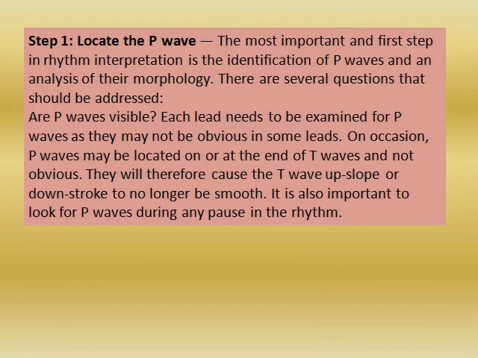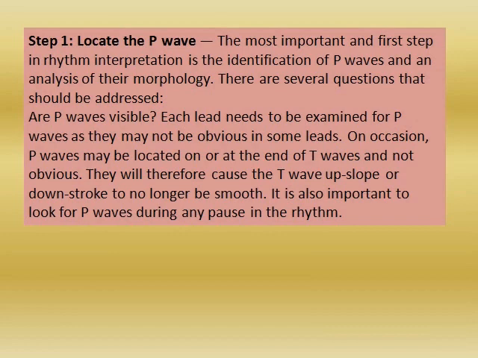Step 1 is to locate the P wave. The most important and first step in rhythm interpretation is the identification of the P wave and an analysis of its morphology. There are several questions that should be addressed.